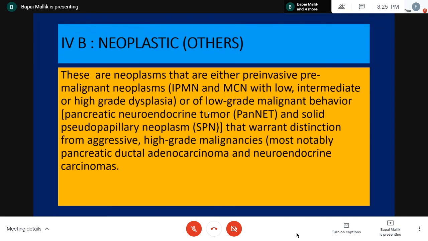Why do we use this term neoplastic others? These are neoplasms which are either pre-invasive or pre-malignant neoplasms, IPMN and MCN with low, intermediate or high-grade dysplasia, or low-grade malignant behavior like pancreatic neuroendocrine tumor and solid pseudopapillary neoplasm. These warrant distinction from aggressive high-grade malignancies, for example, pancreatic duct adenocarcinoma and neuroendocrine carcinomas.